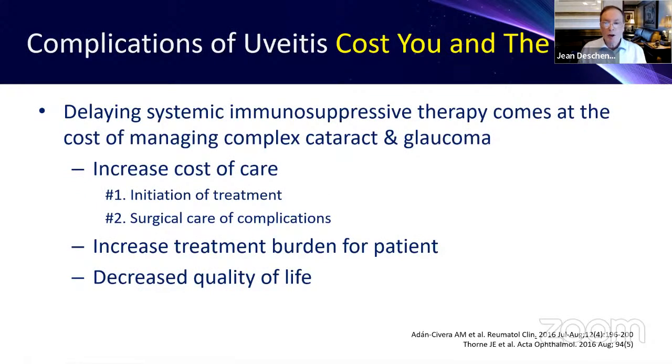Complications of uveitis cost you and cost the patient. Delaying systemic immunosuppressive therapy will come at the cost of managing complex cataract and glaucoma. So there's an increased cost of care and surgical care of complications related to topical corticosteroid or complicated uveitis. It does increase the burden of treatment for the patient and decrease the quality of life of the patient.